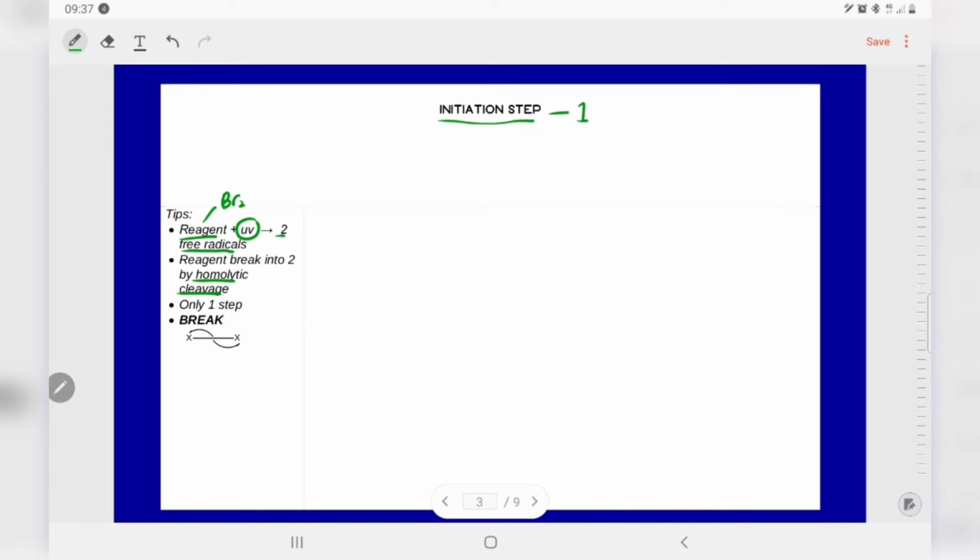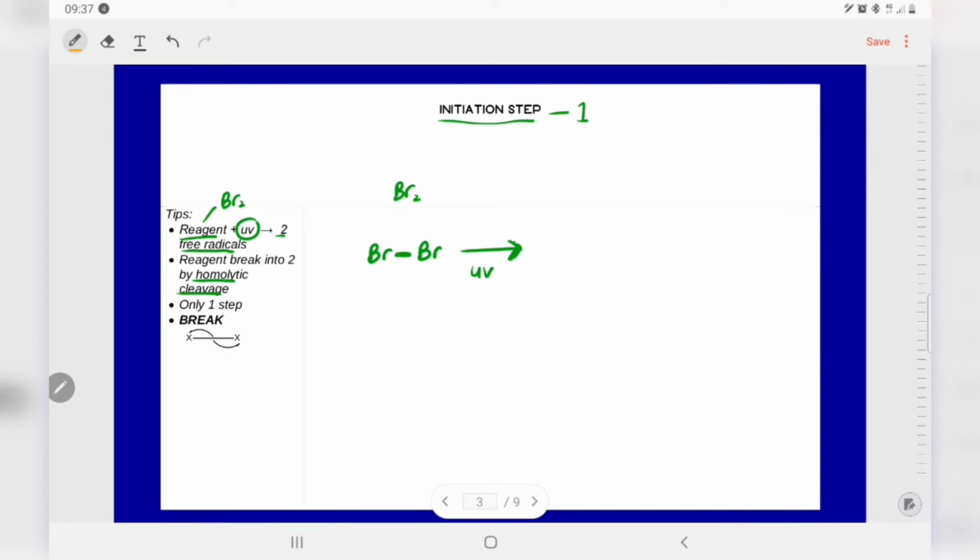Okay, so we have Br2. You must write Br2 and show its bond. Don't write it just like this. Why? When we do a mechanism, we need to break the bond and we need to form the bond. So you must show the bond, and an arrow. This is the arrow for the equation, and this equation needs UV.